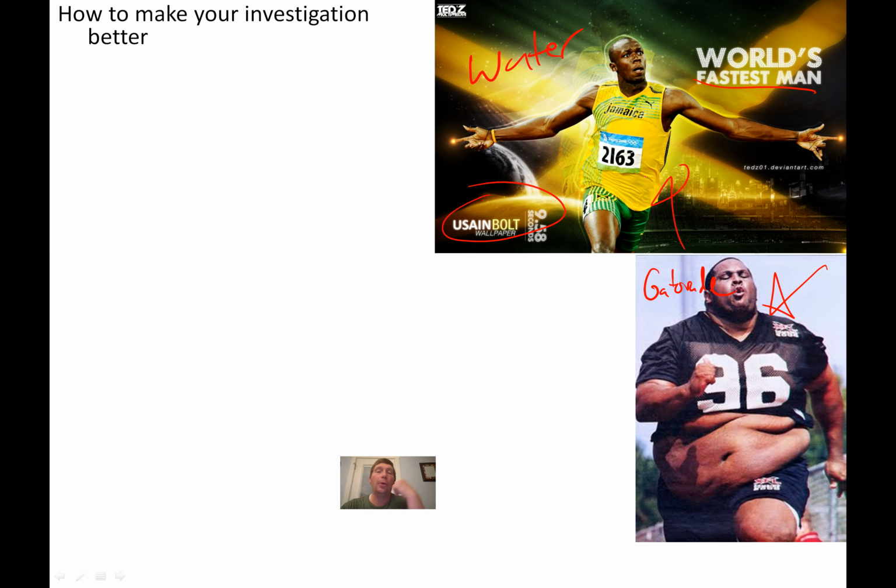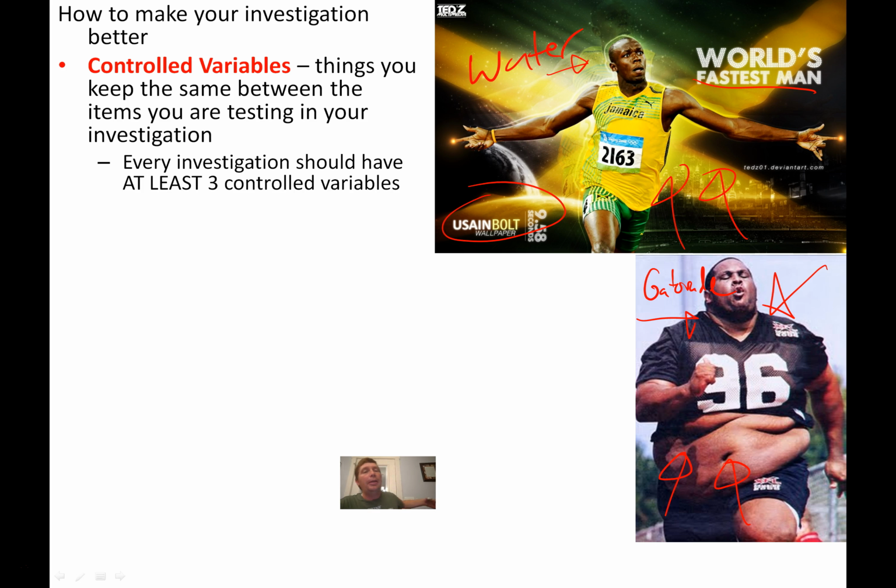Now, if we run this race and we give Usain Bolt water and we give this dude Gatorade, Usain's obviously going to win. Can we then say that Gatorade doesn't make you run faster? Heavens no, because it wasn't a fair race to begin with. It doesn't matter how much Gatorade or steroids you give this guy, he is never going to beat Usain Bolt in a race unless Usain Bolt is dead. That's the only chance he has of beating him. And so that isn't a very good investigation. And so that brings us to our next big idea.